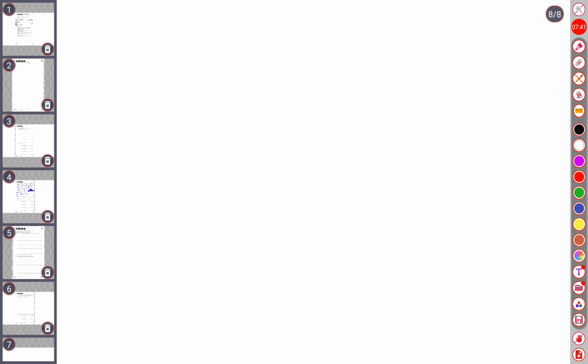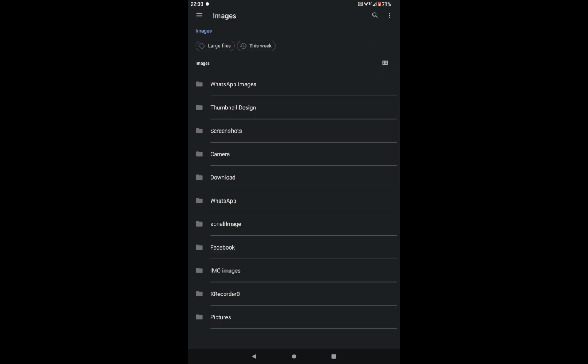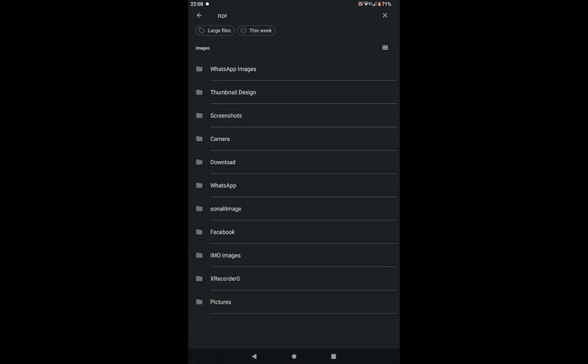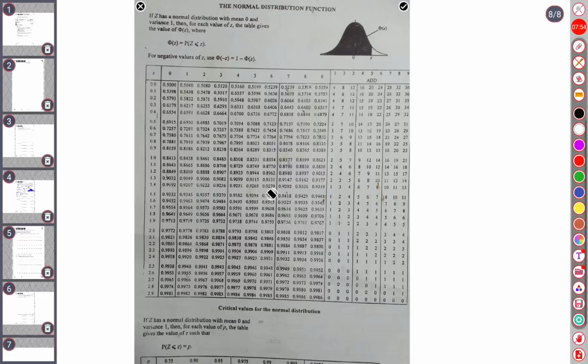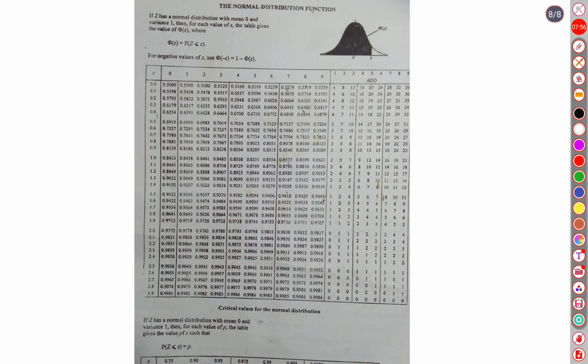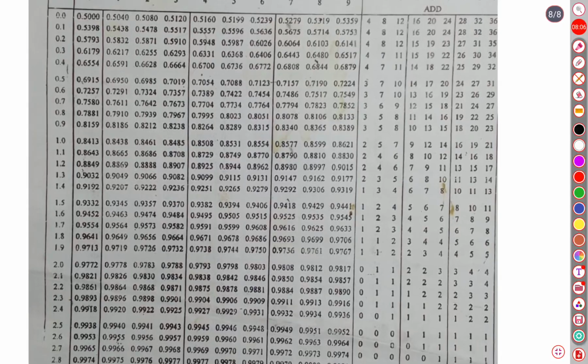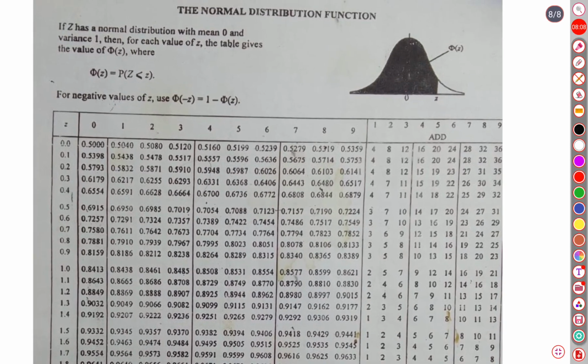Then we are going to find our normal distribution table. From this one, we will find our z score. Our z score was 1.2. Let's see where 1.2 is given, means 1.20. Okay, let me mark with red ink.